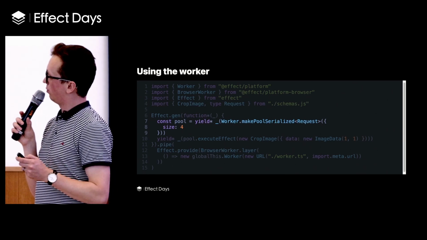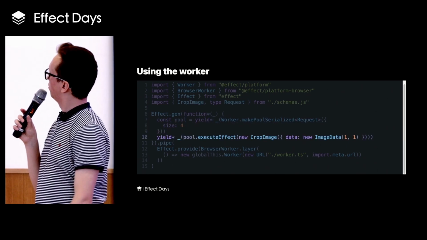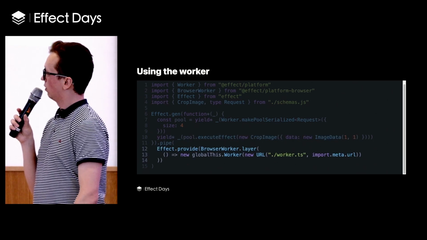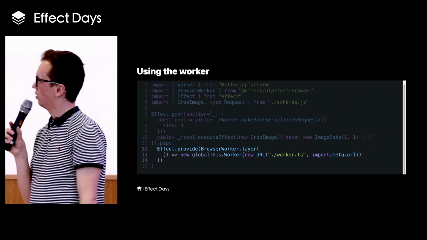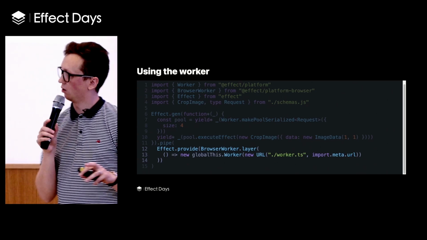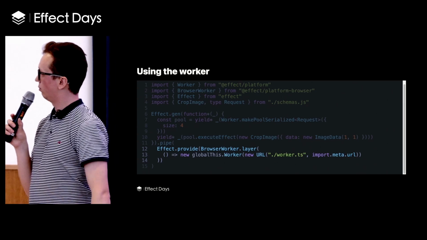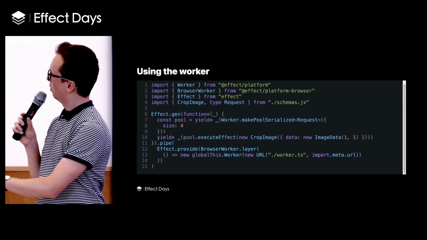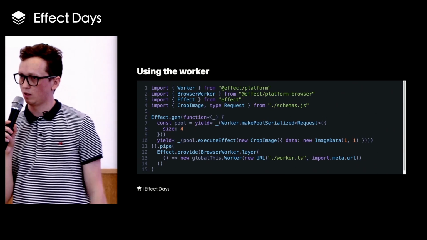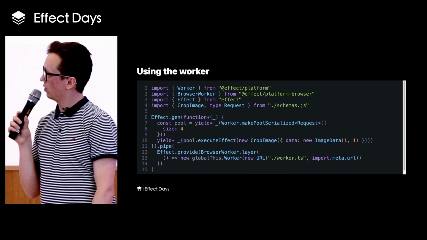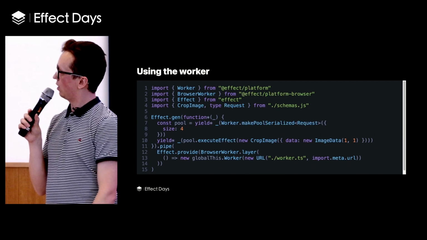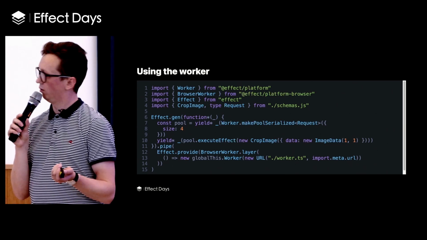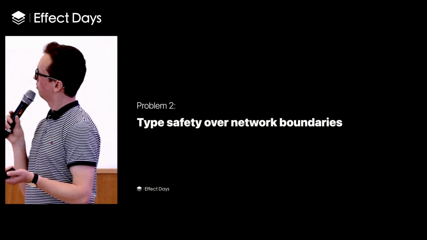And then once you've created your pool, you can just start sending requests to it. Easy as that. And then the last step is to provide the platform you're targeting. So here we're targeting the browser. So we provide the browser layer and we tell it how to spawn a worker. And just like that, we have an end-to-end type-safe worker implementation in Effect, and it supports streaming, and you get tracing for free. And who doesn't love free stuff?